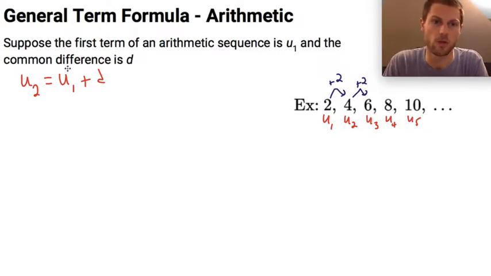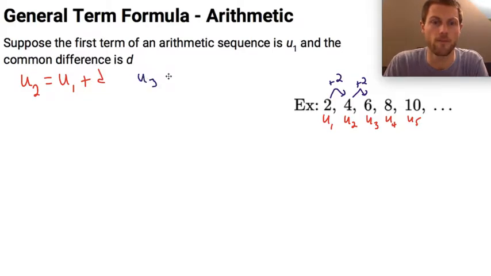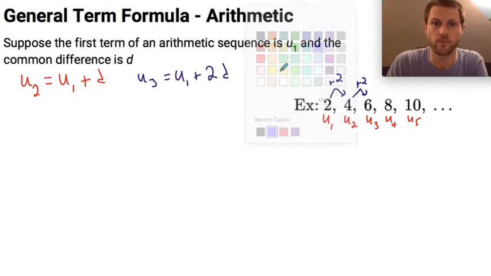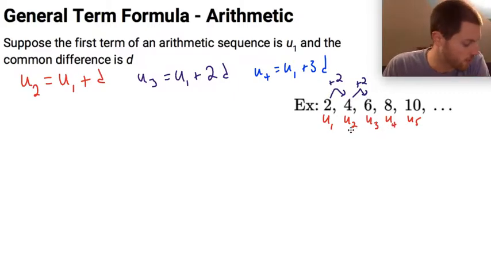So we could say that u sub 2 equals u sub 1 plus d. I can also say that u sub 3 is going to equal u sub 1 plus 2 times d. And let's think about what that means. If I start at u sub 1, I add whatever that common difference is twice to get my third term. You can verify that over here. And then I can also say that u sub 4 is going to equal u sub 1 plus 3d. And again, same argument. If I start here, I'm adding that common difference 3 times to get to my u sub 4. So why do we care about that?